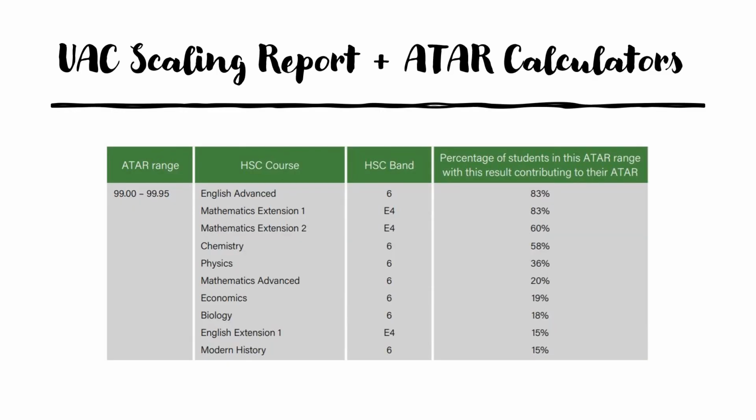So some more useful resources include the UAC scaling report, and that's published each year by UAC and provides a lot of useful information on the HSC and the ATAR. For example, this table below is a screenshot I took from the UAC scaling report, and it shows the most common courses that students that got an ATAR between 99 and 99.95 did. So as we can see, 18% of students scoring an ATAR above 99 did biology. So it's really interesting if you want to have a look at that in your own time. And another one is also ATAR calculators. A lot of tutoring companies have these, and you can enter individualized marks and it will run the calculations and tell you what your predicted ATAR would be, within a margin of error.